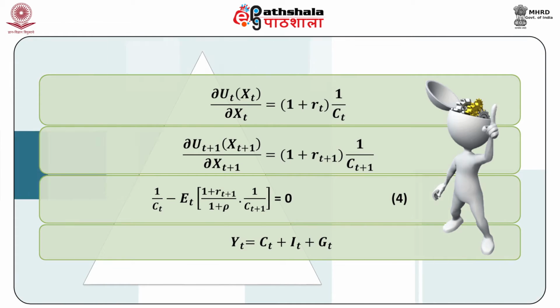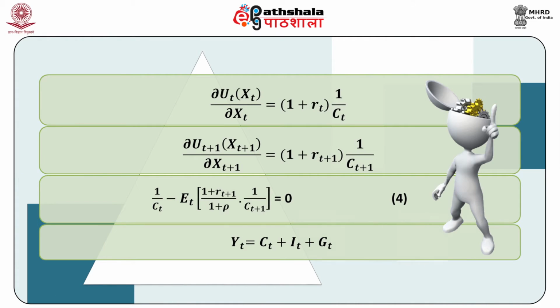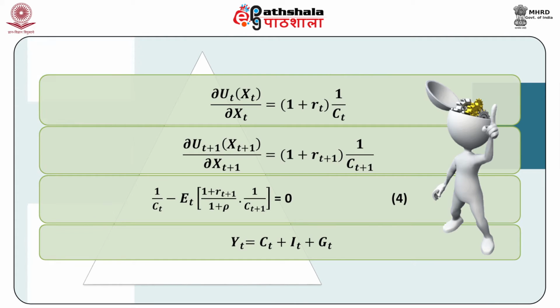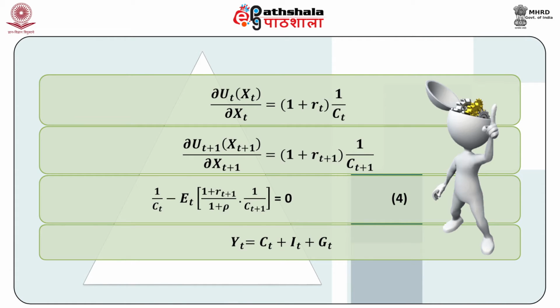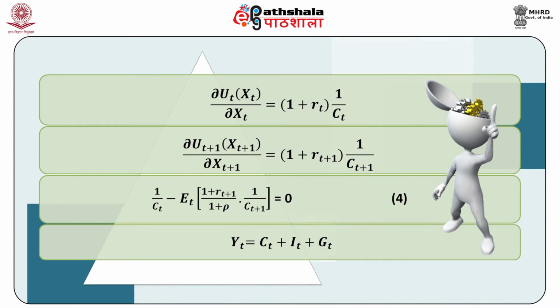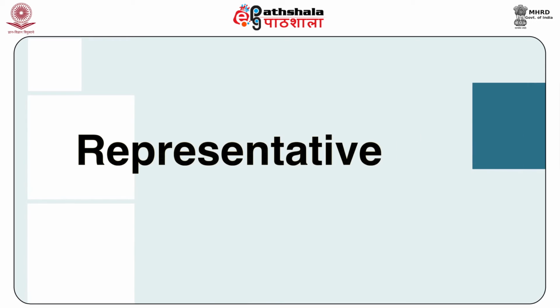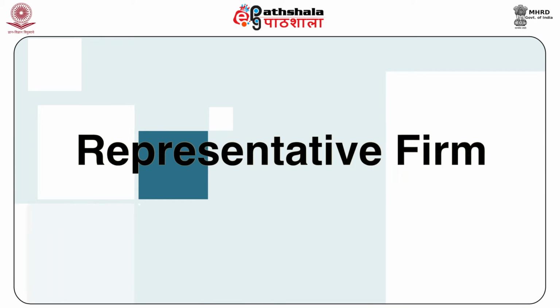In a three-sector economy, the equilibrium in the goods market requires that yt is equal to ct plus it plus gt. Therefore, we can construct a function for the representative firm as well as the government sector. On the production side, let us take a representative firm.